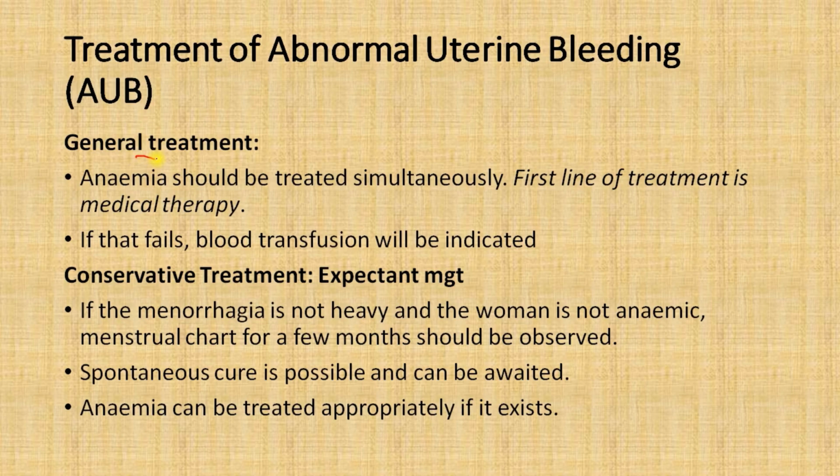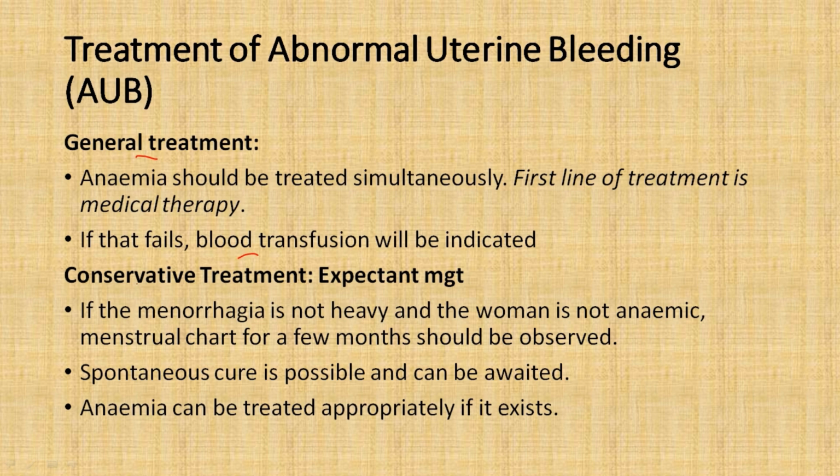So, what are the general treatments? Anemia should be treated simultaneously. First line of treatment is medical therapy, that's you give blood tonics. Then secondly, if that fails, you think of blood transfusion, which will be indicated.